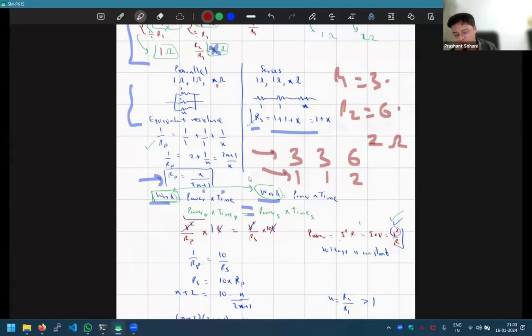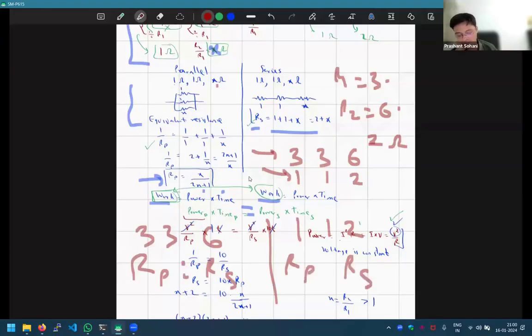You can make two columns. In column one, you do the calculation for 3, 3, 6, and in column two, you do the calculation for 1, 1, 2. In both cases, you find the resistance of the parallel and series connections, and check the ratio between those two values. Because finally, in the calculation, isn't the ratio the only thing that matters? Right, I got it. Yes.